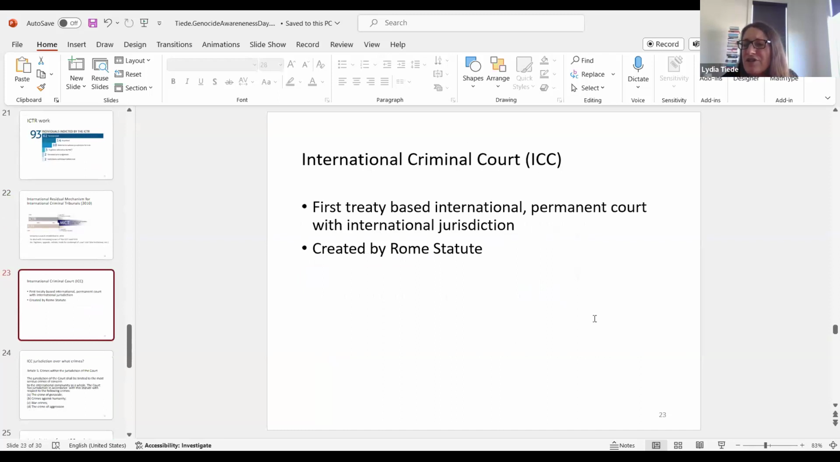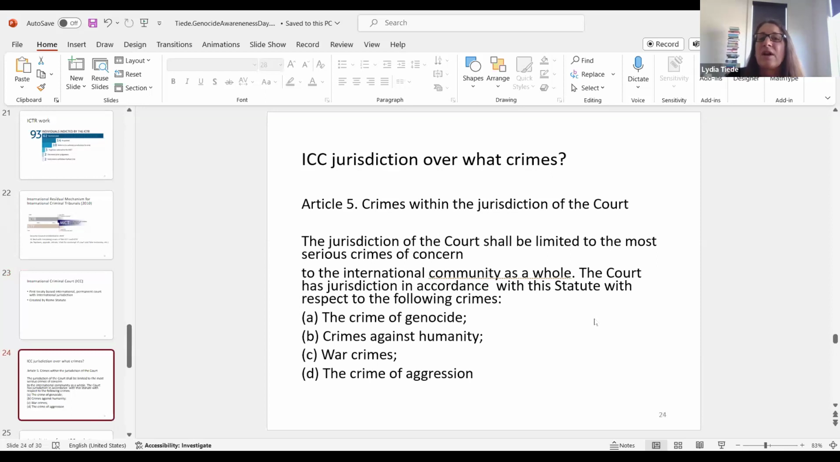Now I want to go to the International Criminal Court, because this is really, I think, the legacy of Nuremberg. Rather than just keep creating these courts in the hope that we'll never have these things happen, let's acknowledge the fact that we have these horrible things occurring and have an actual permanent court set up. So again, this is the first treaty-based international permanent court with international jurisdiction. It's a criminal court, and it was set up by the Rome Statute.